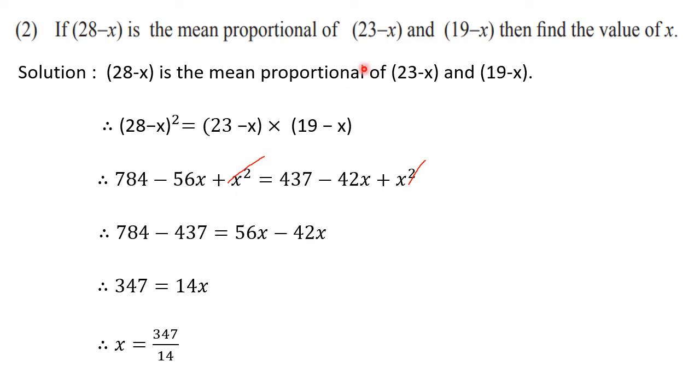If we see, you can see very clearly that 19, then 23 and then 28. That means this term should come in the middle. This should be the mean proportional. But in the textbook the sum is given like this only. Okay. So I have solved it by using the same numbers. I have not made any change. Okay. So take a note of this.